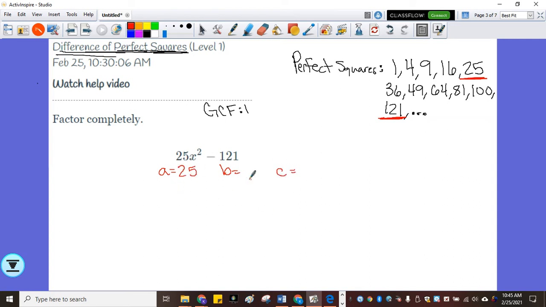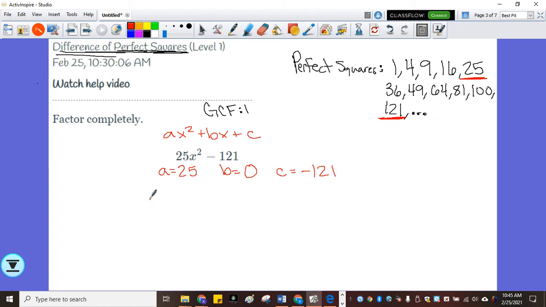A would be 25. Nice job. B is 0. B is always the number with x squared. So ax squared plus bx plus c. The b is missing, so that means there had to be a 0 there. And then c, negative 121.